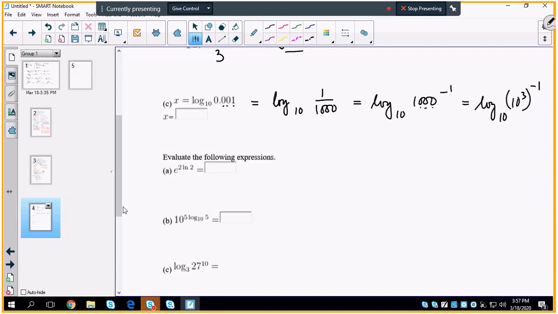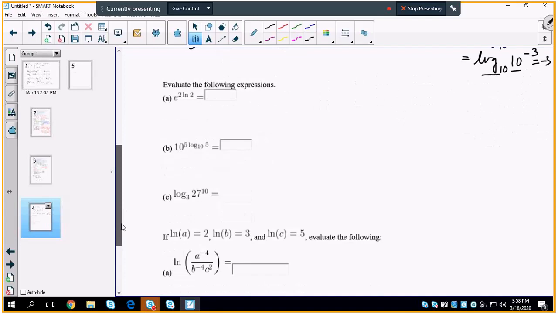Power of a power, you multiply the powers. You get log of 10 to the power negative 3 to the base 10. So your answer is negative 3, as it is an exponential function base 10, logarithmic function base 10. They will cancel each other by the inverse rule, and the simplest value of x will be negative 3.